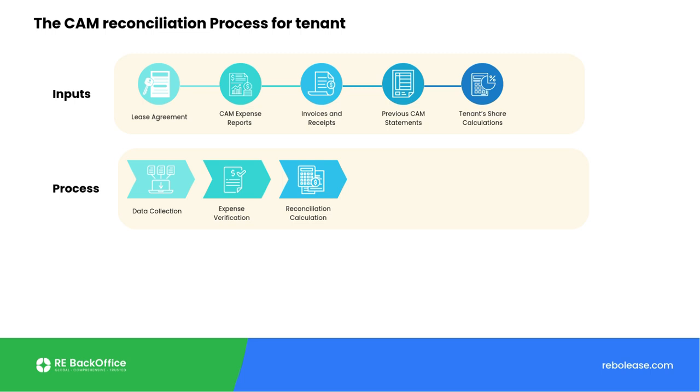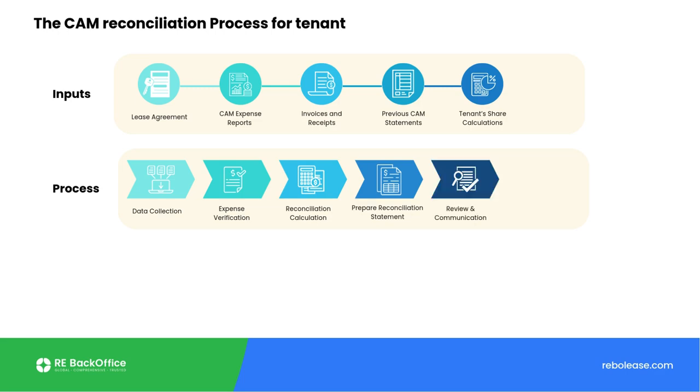Compare with estimates. Checking the actual CAM charges against estimated or budgeted amounts previously charged to the tenant. Prepare a reconciliation statement. Compile report. Creating a detailed reconciliation statement showing actual costs versus estimates, tenant share, and any adjustments. Include supporting documents, attaching copies of invoices and receipts for transparency. Review and communication. Send statement to tenant, providing the reconciliation statement to the tenant for review. Address questions or discrepancies, discussing and resolving any discrepancies or questions raised by the tenant.